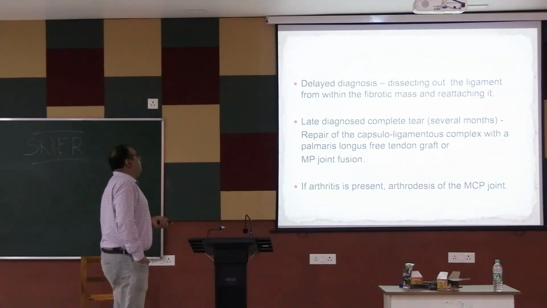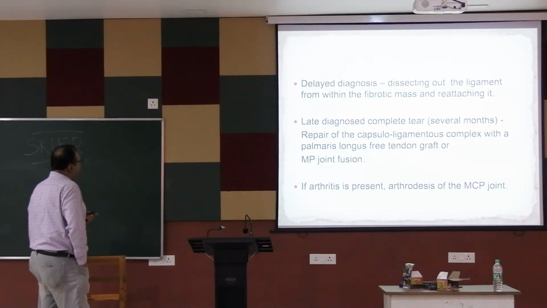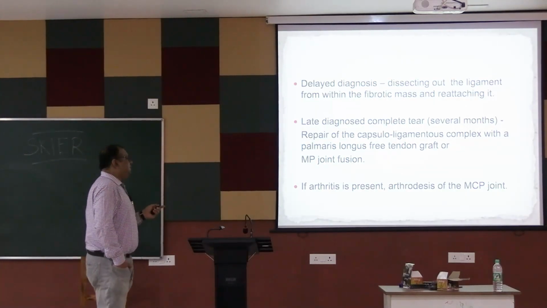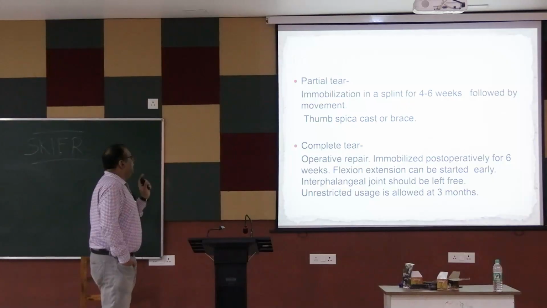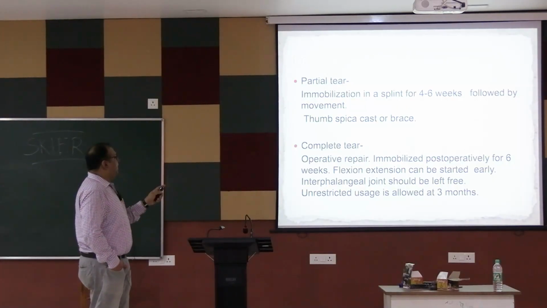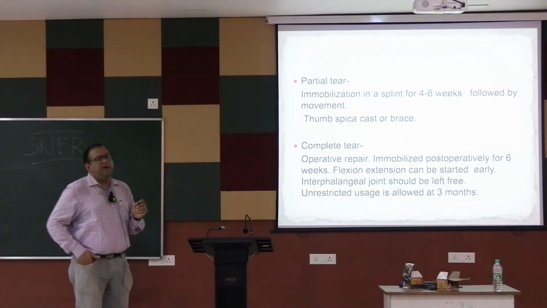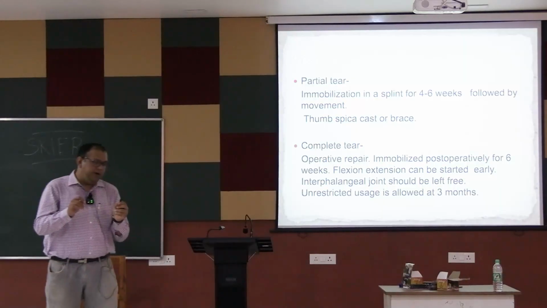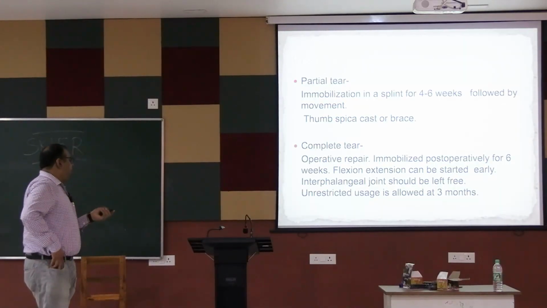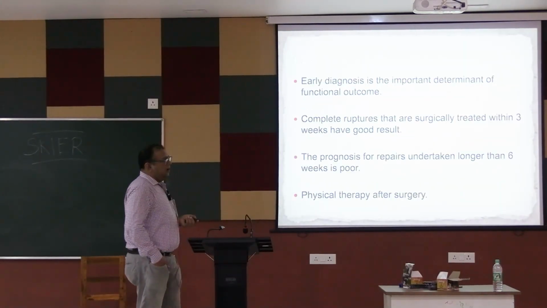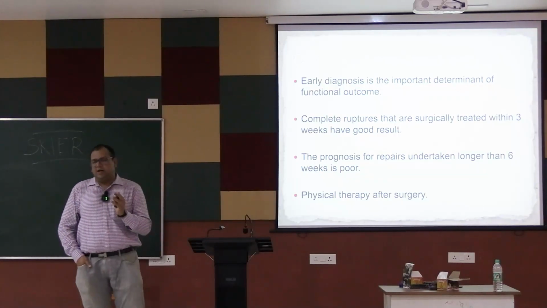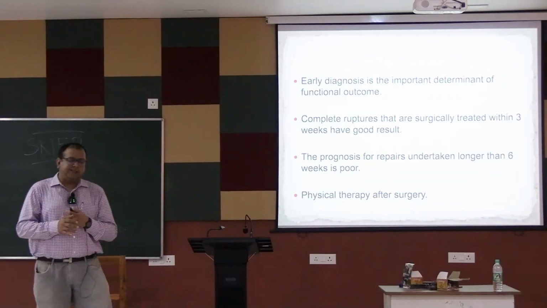lesion, right? Delayed diagnosis not to be done. If arthritis is present, arthrodesis, don't need to know this. Complete tear is operative, immobilized post-operatively for 6 weeks. Operative repair, you need to open the joint and you need to repair that ligament. Operative repair. You keep it in a cast after the repair for 3 weeks.